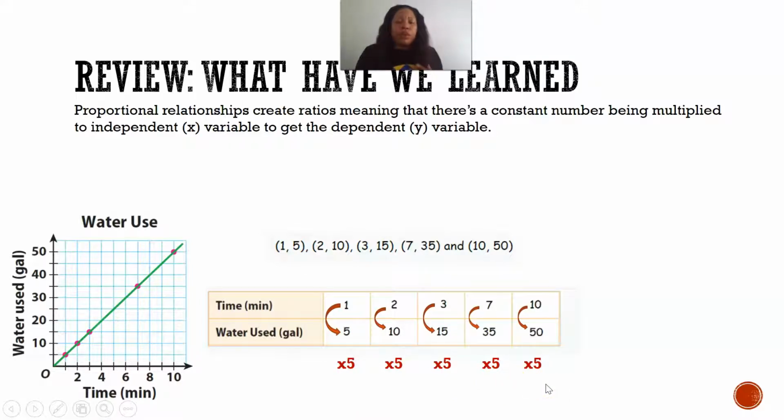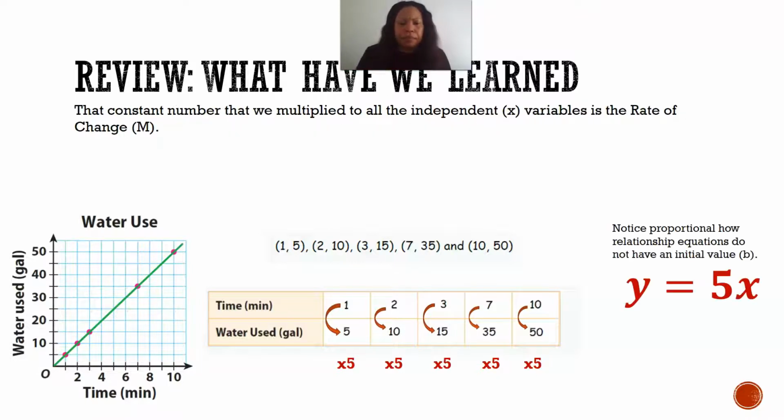So I want to start looking for those little patterns that we already know. What was the same between each different number set? The constant number that we multiplied to all the independent variables is the rate of change.